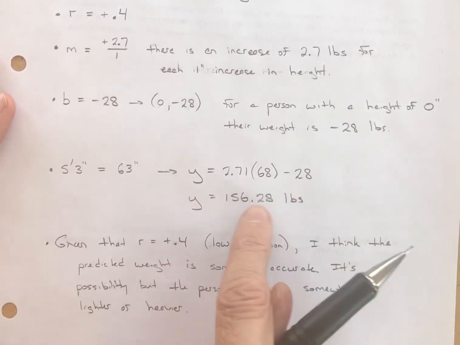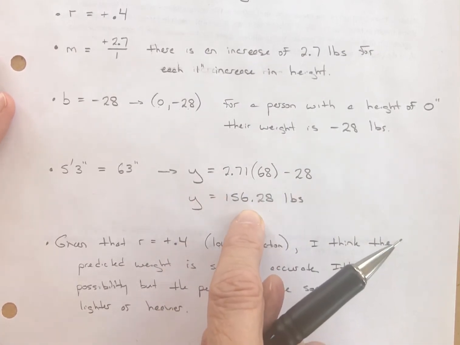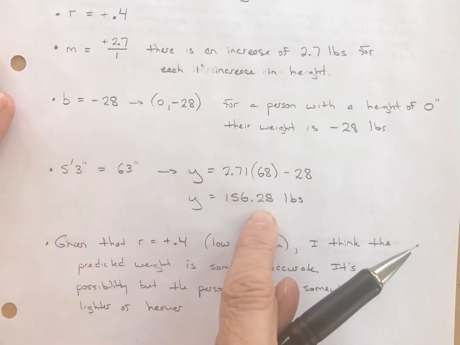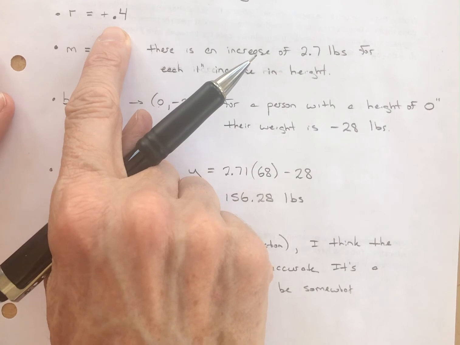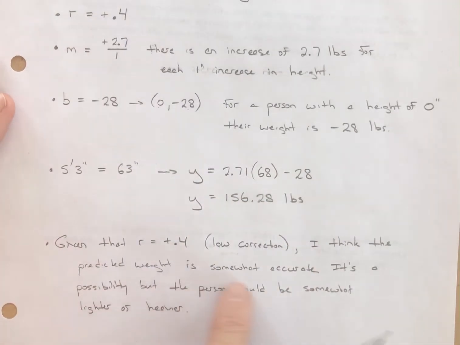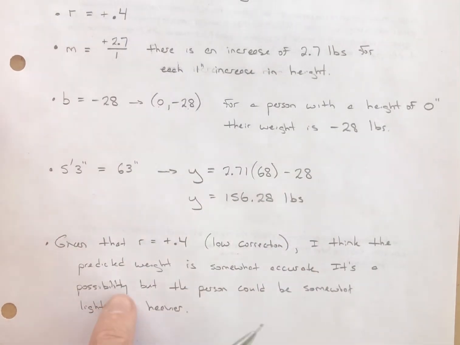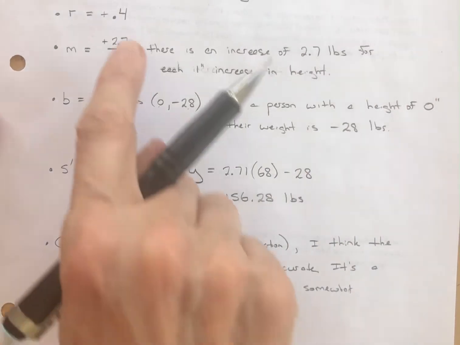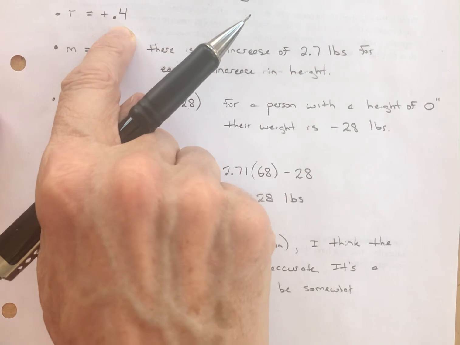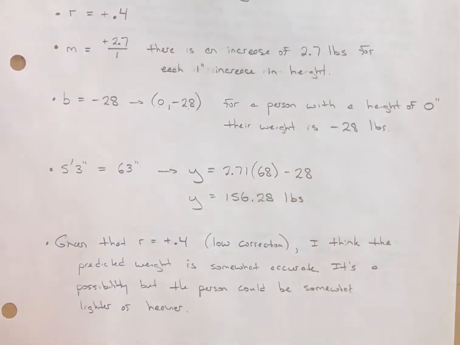This is a nice prediction, but I'm not going to think that, oh my gosh, you're going to come in here and be this weight, because I don't have a very strong relationship. Okay, so somewhat accurate. Maybe you could be a little bit heavier, a little lighter. It's not going to be the best because, again, we have a low strength in correlation.